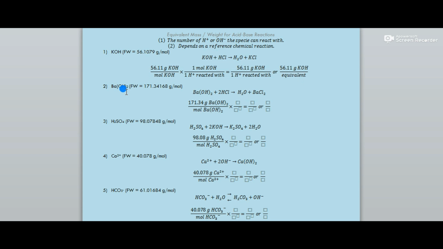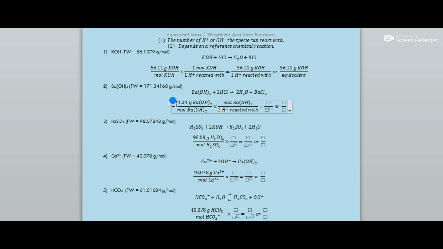Next, barium hydroxide, another strong base. Let's use a monoprotic acid to create a neutralization reaction. Is this already balanced? No, it needs a 2. Okay, there you go, it's balanced. So this is the formula weight of barium hydroxide. One mole of barium hydroxide reacts with 2 moles of hydrogen ion.